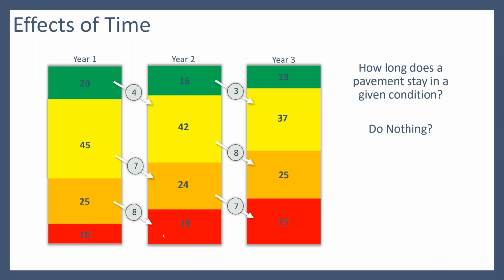Year 3, same thing happens. We see more progression, and you can see the box of the red condition starting to increase and get a little bigger each time.